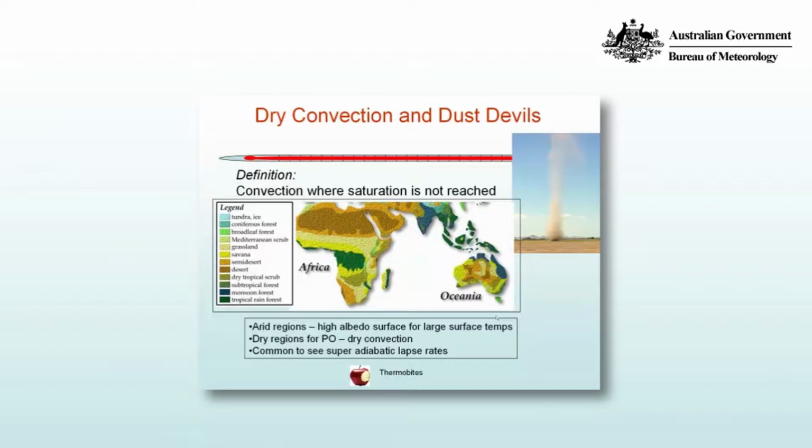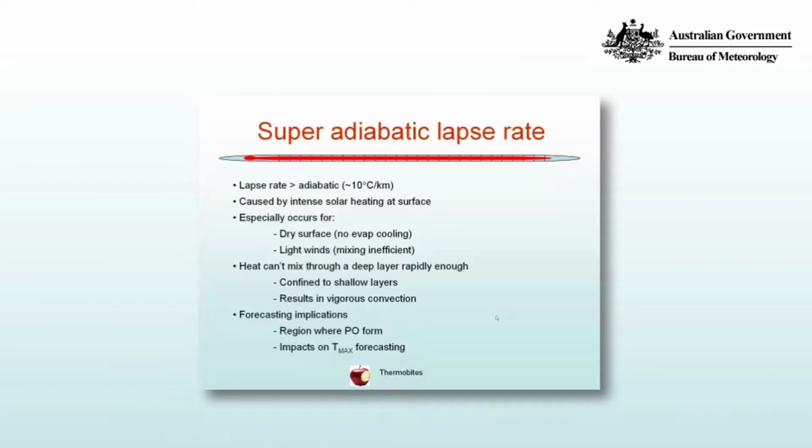What's shown here is a map of Africa and Oceania, and in particular I want you to look at the desert and semi-desert regions. These are arid regions with high surface albedo, cloud-free, intense shortwave radiation and large surface temperatures. They're also arid because there's very little moisture about. These dry regions see the formation of dust devils, or PO, and dry convection. And it's common to see super adiabatic lapse rates at the surface in these areas.